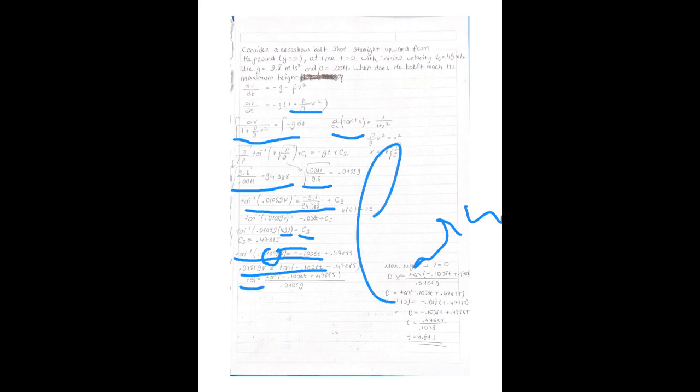And then the question was asking when the bolt will reach its maximum height. So we know that when velocity is equal to 0, you'll get the time that it reached the maximum height. So I let v equal to 0, and then I solved for t, which was 4.61 seconds.